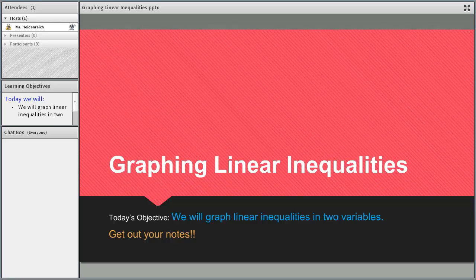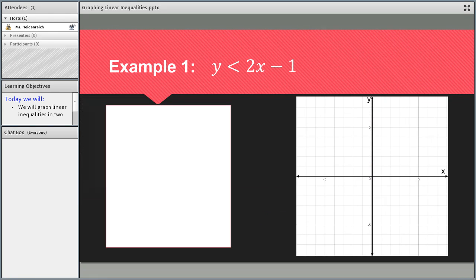Everyone! Today we're going to be learning about graphing linear inequalities, so make sure to have your notes out. And the goal of today is to be able to graph linear inequalities in two variables. So let's get started here with an example.